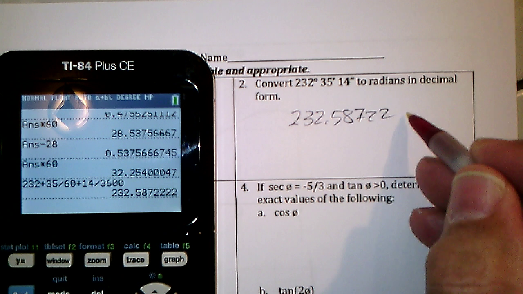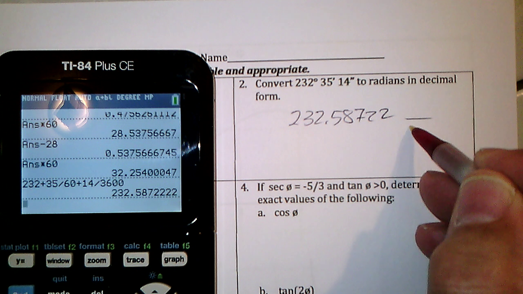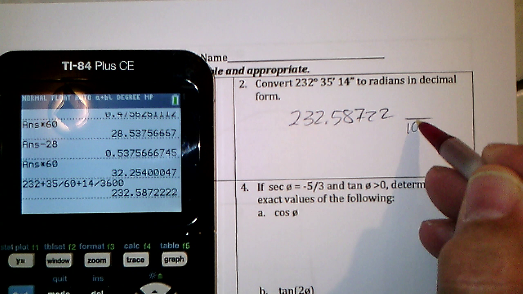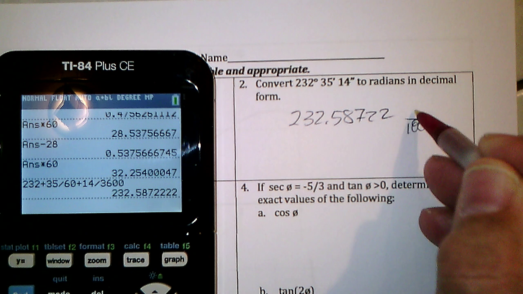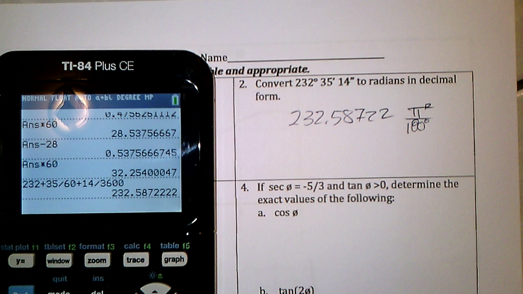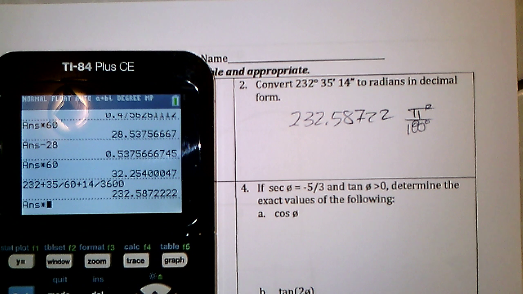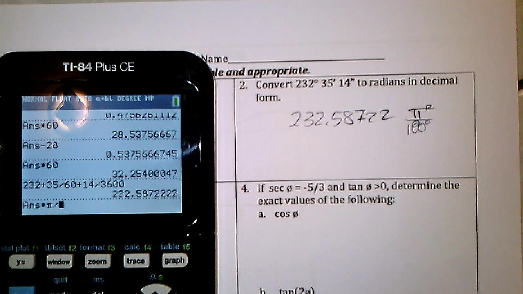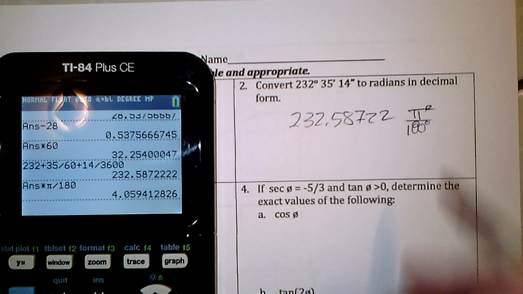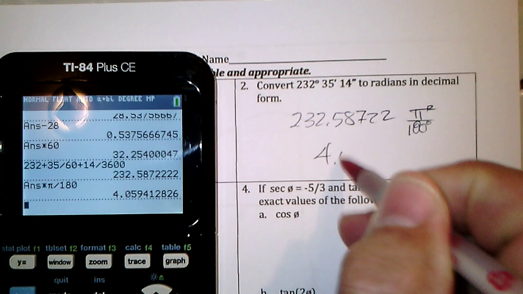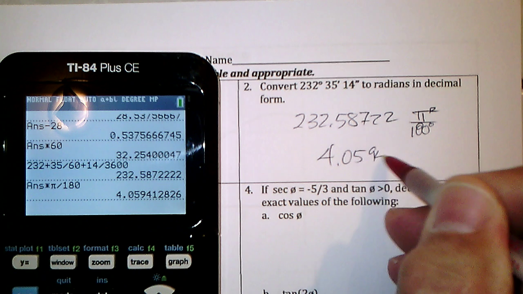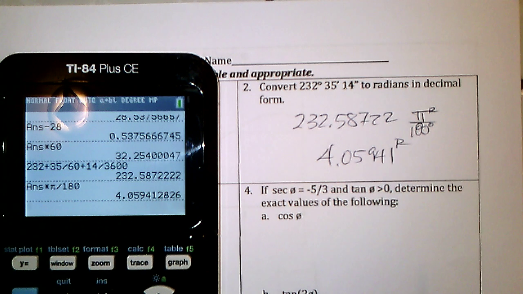And so to convert it to radians, we've got to get the degrees to cancel. So we put 180 in the denominator and pi in the numerator. So we take it times pi divided by 180, and we get 4.05941 radians.